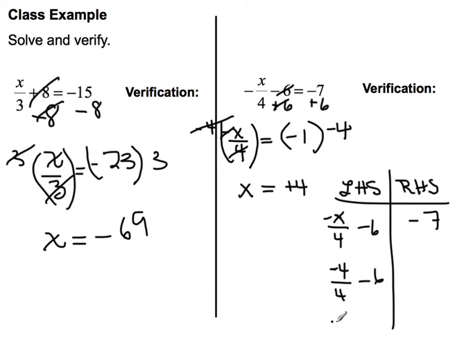Okay. So now I have negative 1 minus 6, and I get negative 7. Negative 7 is equal to negative 7. I know I've done it correctly. Okay, what else do I have in store for us here?